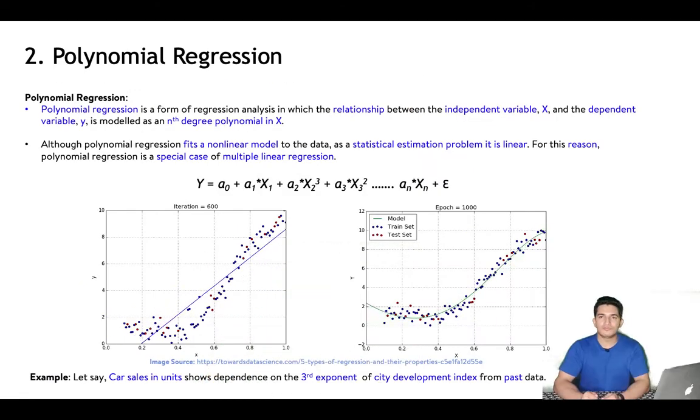Moving on to the very first variation of linear regression, it's called polynomial regression. And this is also an interesting regression because this is the first non-linear model that we will look at. Polynomial regression is a form of regression analysis in which the relationship between the independent variable x and the dependent variable y is modeled as an nth degree polynomial in x. Although polynomial regression fits a non-linear model to the data, as a statistical estimation problem it is linear. For that reason, it's a special case of multiple linear regression.